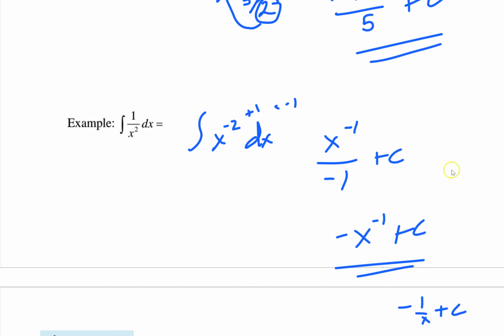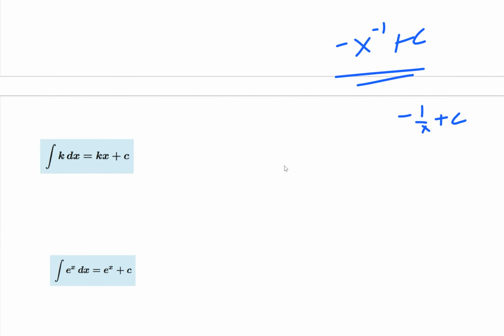So there you go, right? Any one of those would work. But that's the power rule. All you do is add 1 to the power and divide by the new power. Now let's talk about a couple other rules.